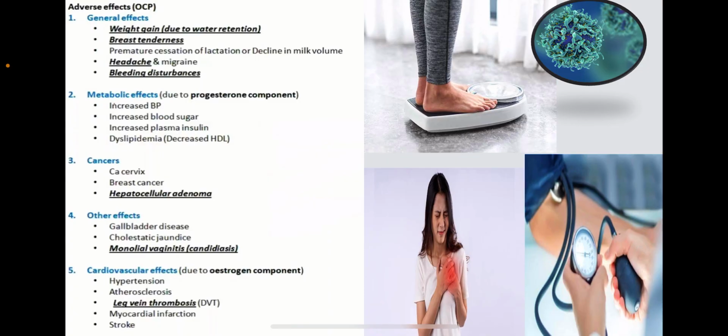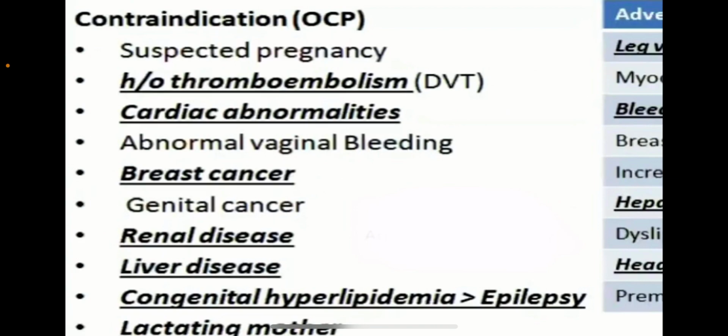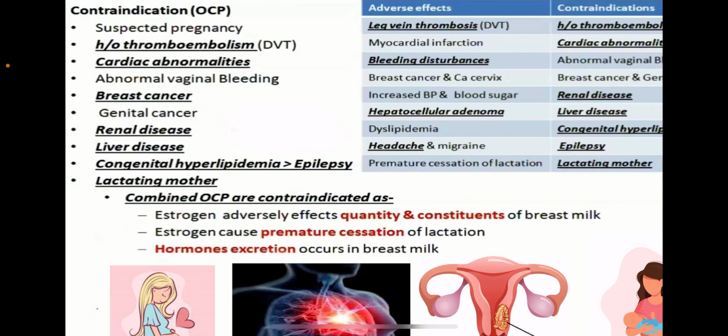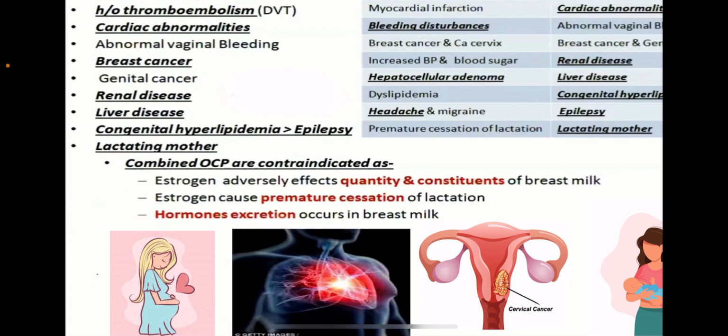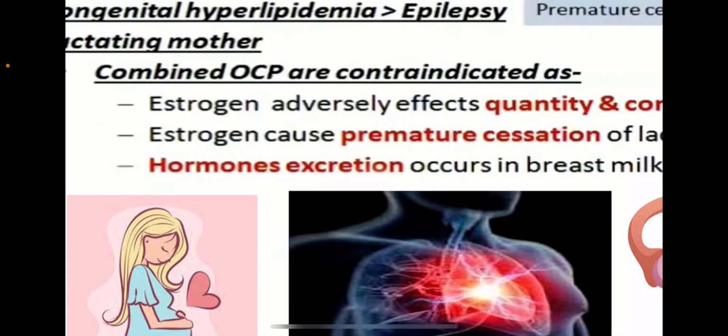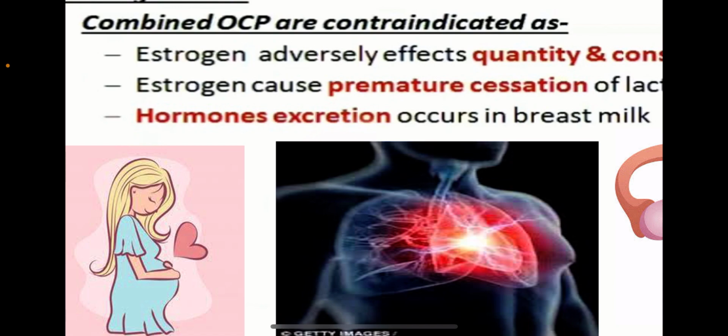So we completed the adverse effects. Let's start the contraindications of OCPs. What are the conditions wherein OCPs are not recommended? They are contraindicated. Absolute contraindications, and we have certain special problems requiring surveillance, wherein the contraceptive is not encouraged. Suspected pregnancy: in case pregnancy is suspected, then the OCP should not be given.